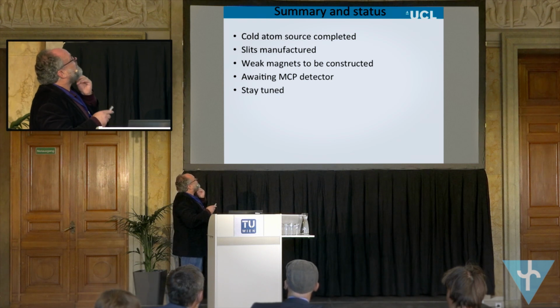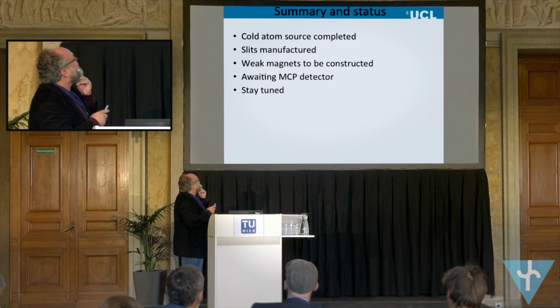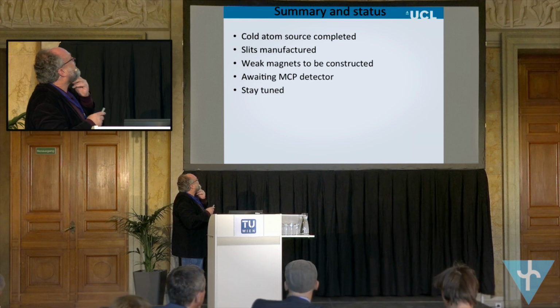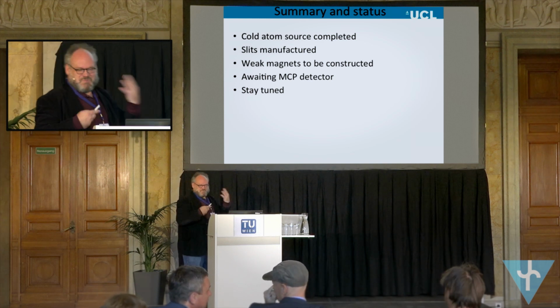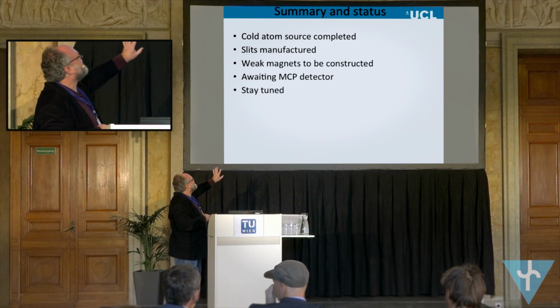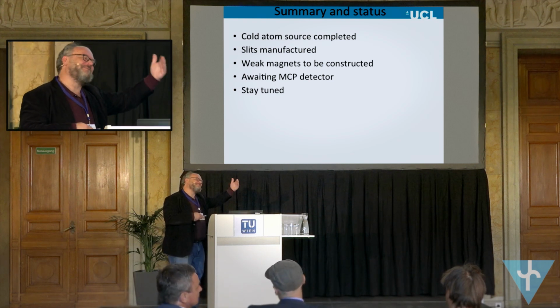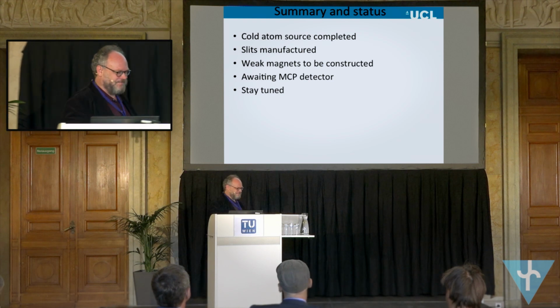So in summary, we have this cold atom source. We've got the slits manufactured. We need to construct the weak magnets, and we're awaiting the MCP. So thanks for the opportunity to actually talk about something that's not completed, but hopefully by the time of this next meeting this should be completed.